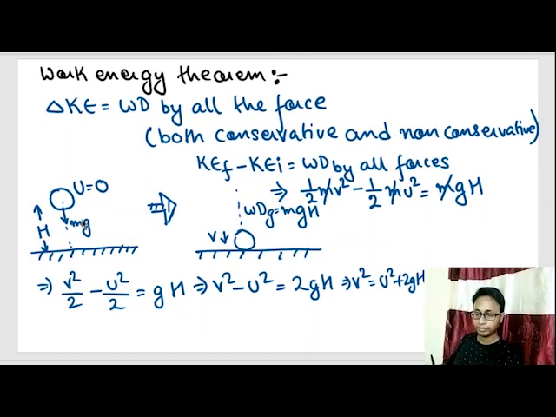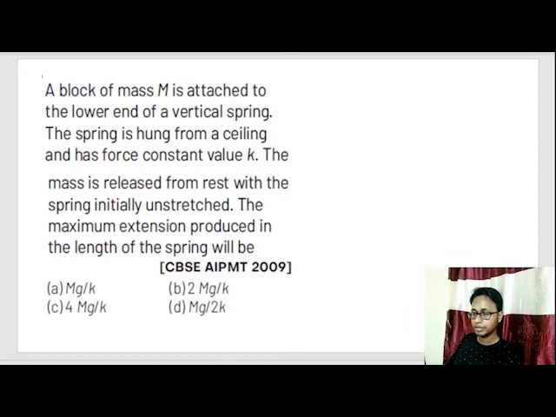Okay, so now let's do a question. A block of mass m is attached to the lower end of a vertical spring. The spring is hung from a ceiling and has a force constant of value k. The mass is released from rest with the spring initially unstretched. The maximum extension produced in the length of the spring will be?